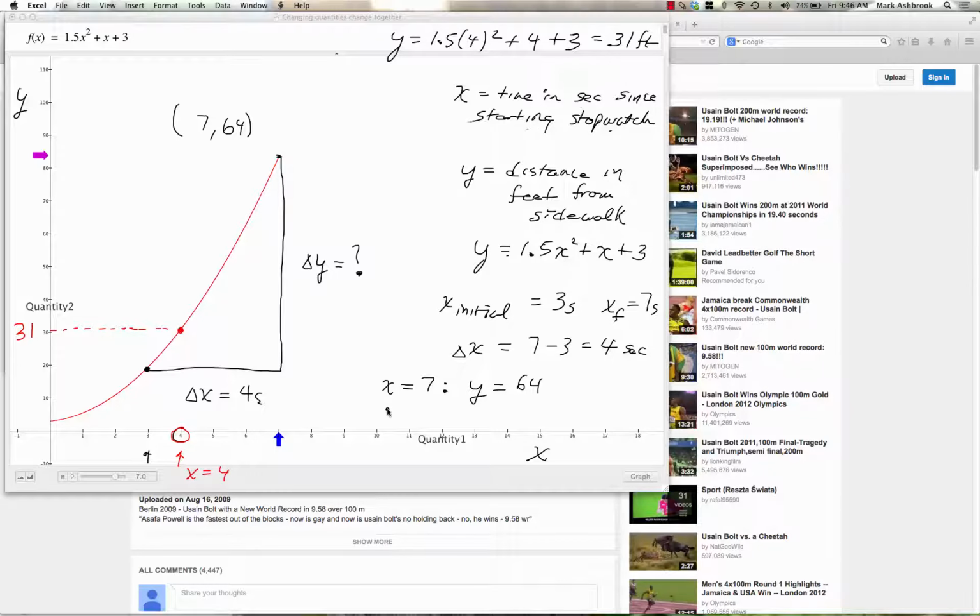And you did what? 1.5 times 7 squared plus 7 plus 3. Okay, so yeah, we got that. We're good on that one. Next. Okay, and then minus 1.5 times 3 squared plus 3 plus 3. And that represents the time that represents the 3rd second. Right, so we need to get the distance at 7 seconds and the distance at 3 seconds.